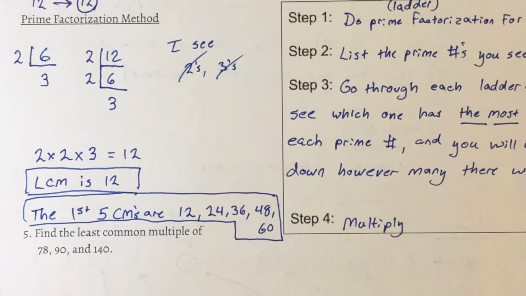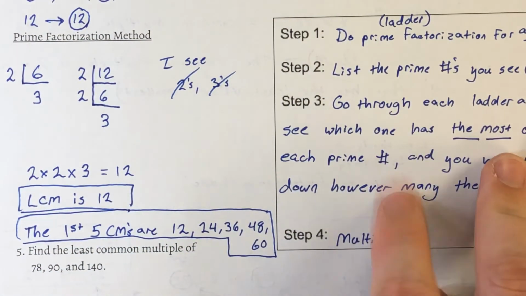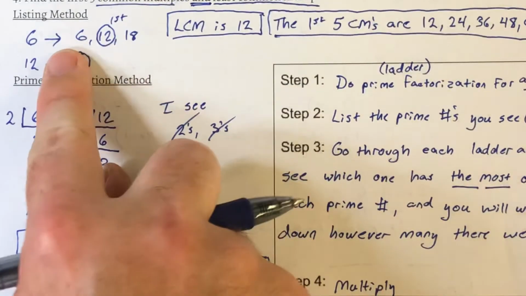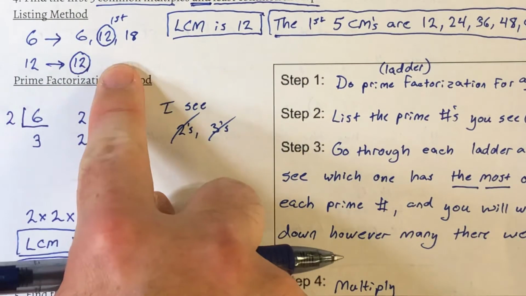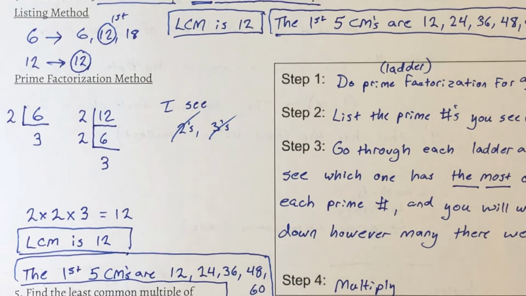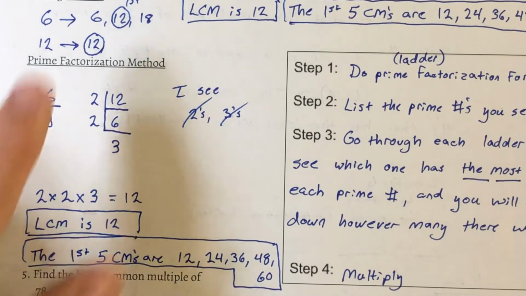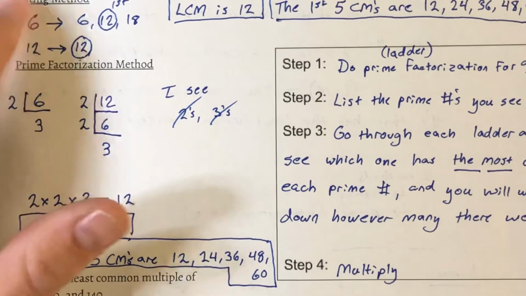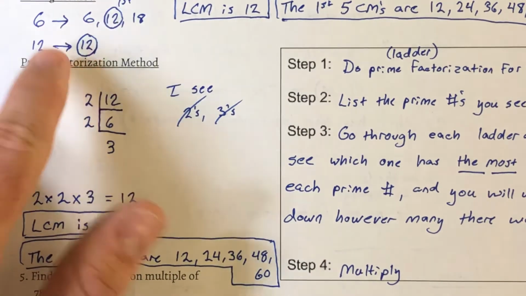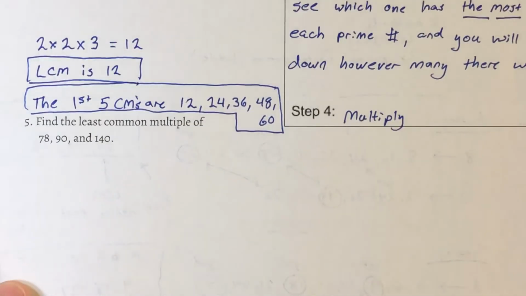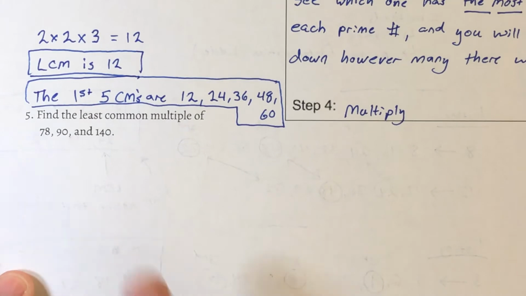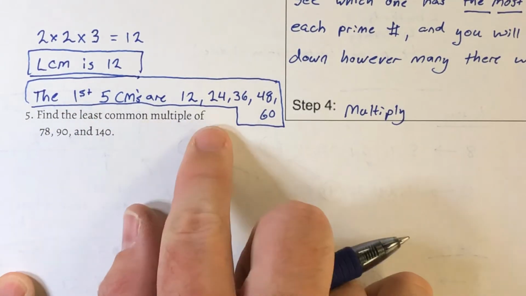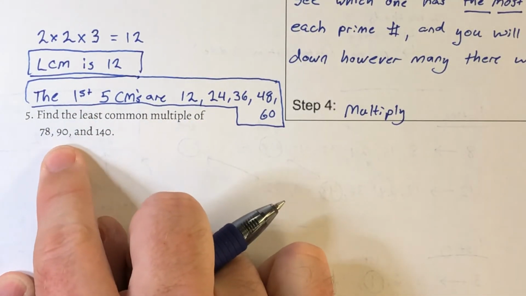Okay, now, why did we do this complicated method for such an easy problem that I could have simply done by listing? Well, that's our next example. Sure, we should have probably done listing, but not all your problems are going to be this easy. So our last problem. Find the least common multiple of 78, 90, and 140.